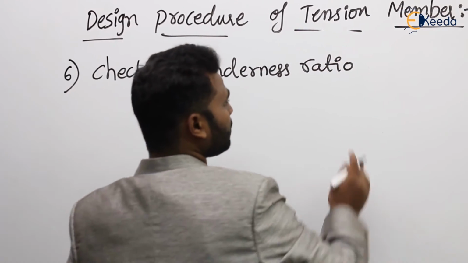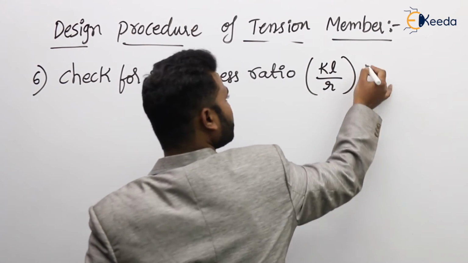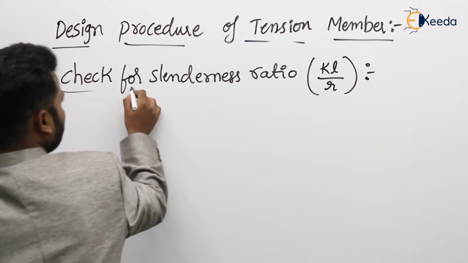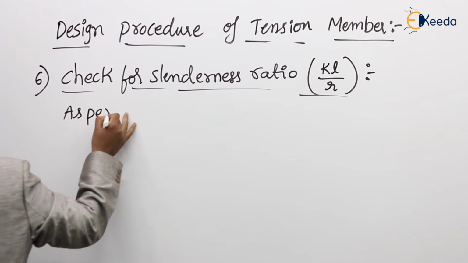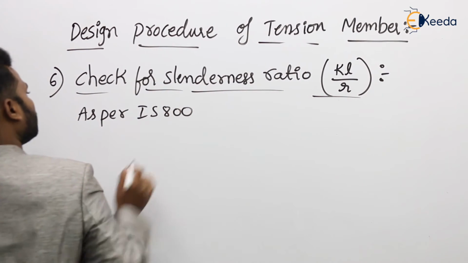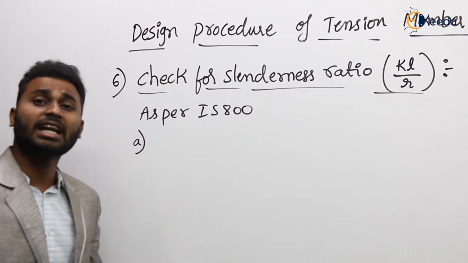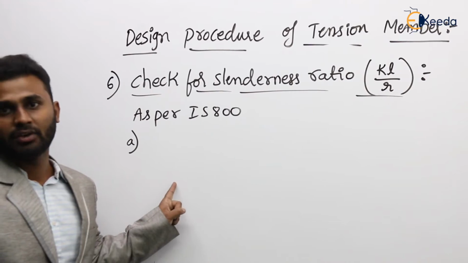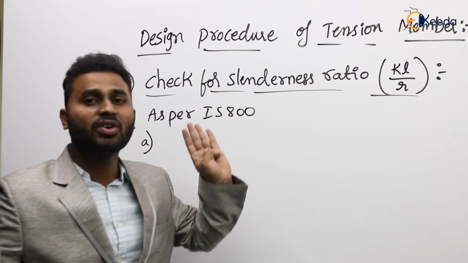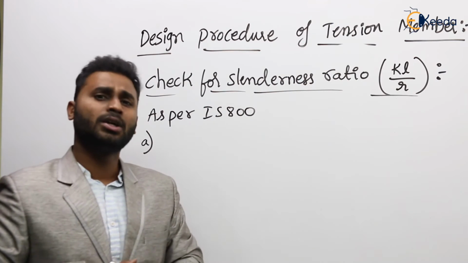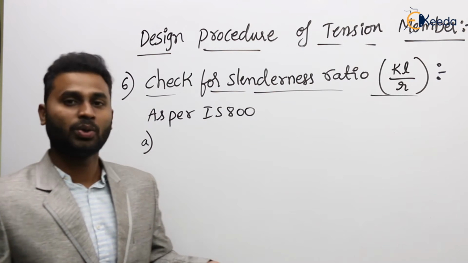Slenderness ratio is nothing but effective length by minimum radius of gyration. So check for slenderness ratio. This is as per IS 800. As per IS 800, some provisions are there regarding this slenderness ratio. It means after selecting a trial section from the steel table, we have to check it. Why? Because we know the minimum radius of gyration for the selected section. Agree or not? And if we know the end condition, we can calculate the effective length. So effective length divided by minimum radius of gyration gives us the slenderness ratio. Okay, so the check is there.